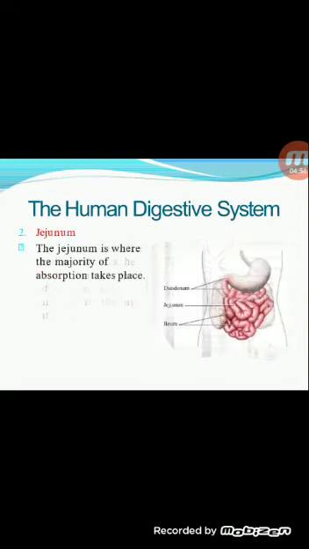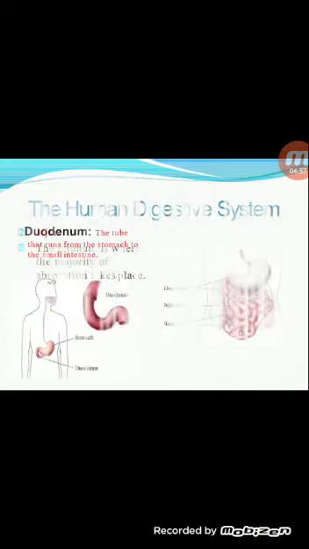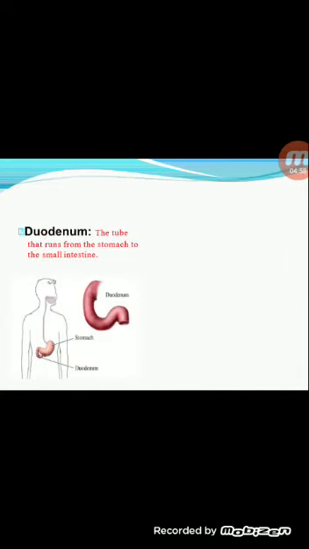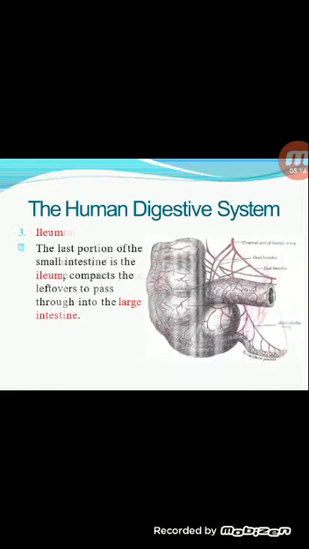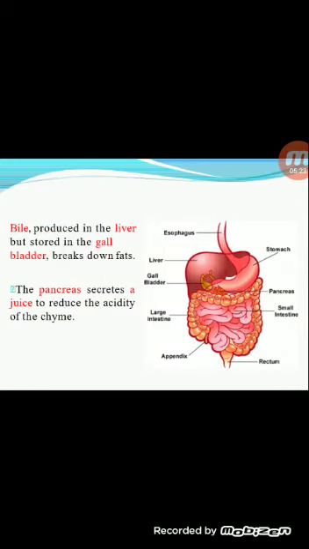So let us have a quick revision of the three parts of the small intestine. The first one is the duodenum, which brings food from the stomach to the small intestine. The second part is the jejunum, where the digestion of food takes place and turns into blood. And the third part, the ileum, which is used to push the undigested food into the large intestine. Very good. Let us see the complete picture of the digestive system again.